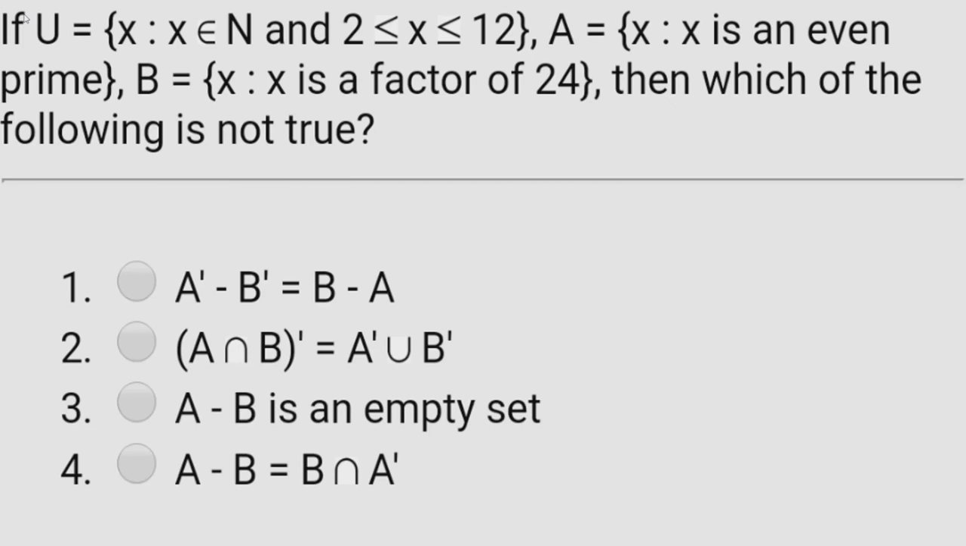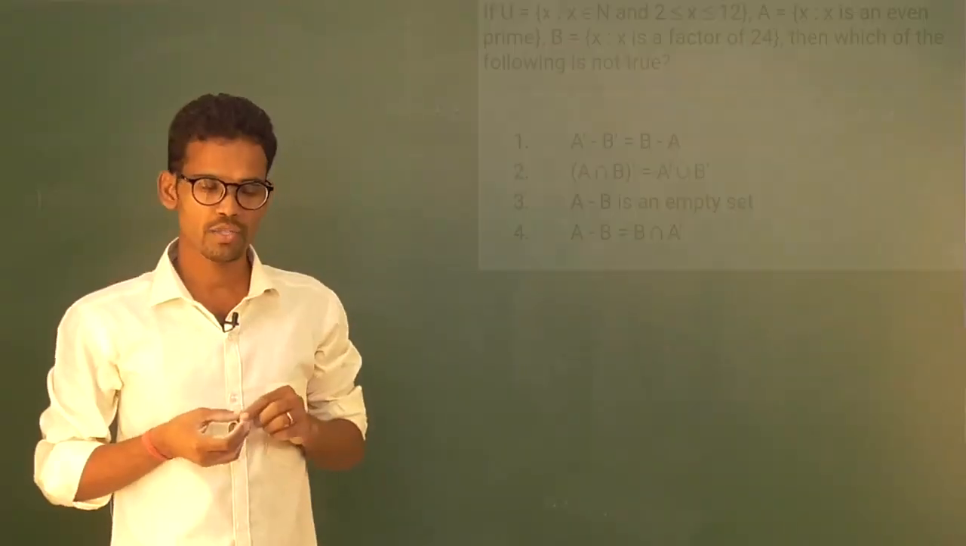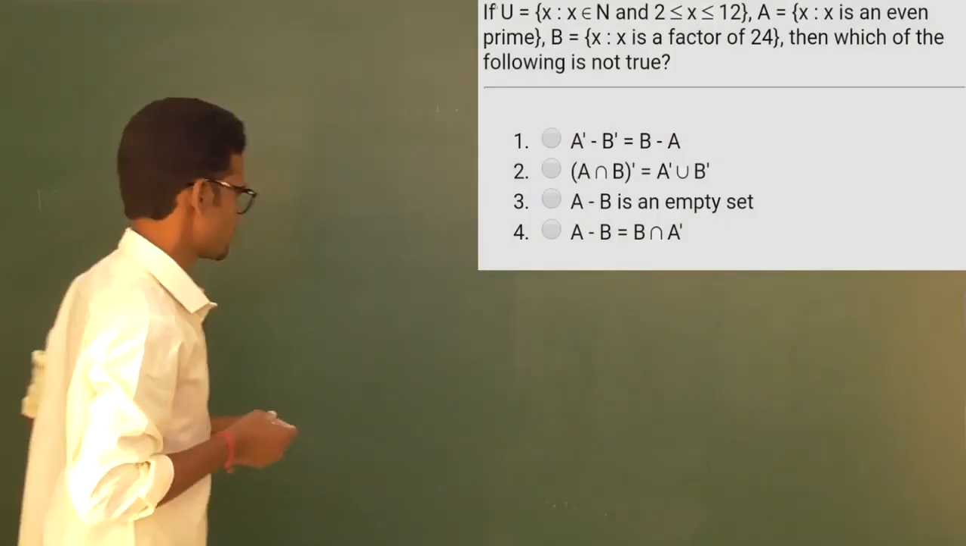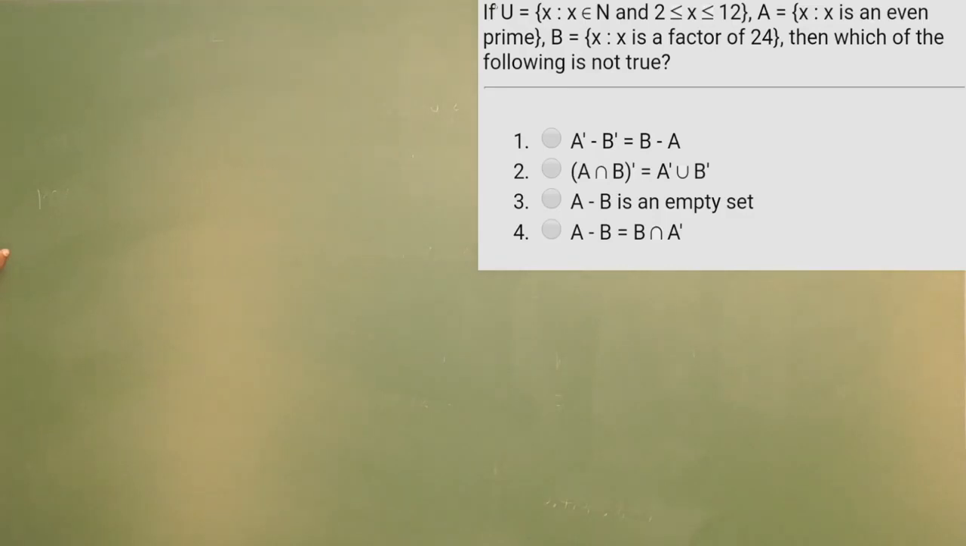If U is equal to x such that x is in between 2 to 12, x is a natural number, A is equal to x, x is an even prime number, B is equal to x such that x is a factor of 24, then which of the following is not true? Remember, not true. Let us see which option is going to be our option. Remember, they have given the not true thing.